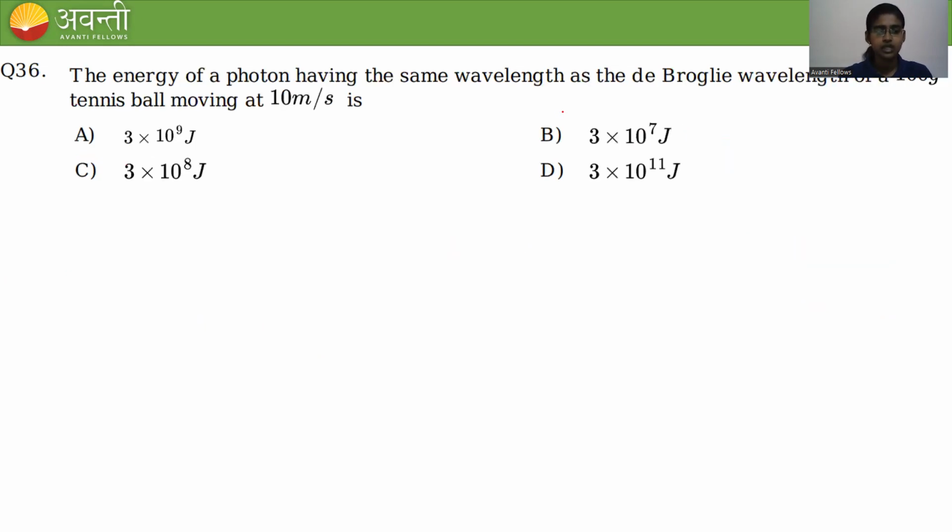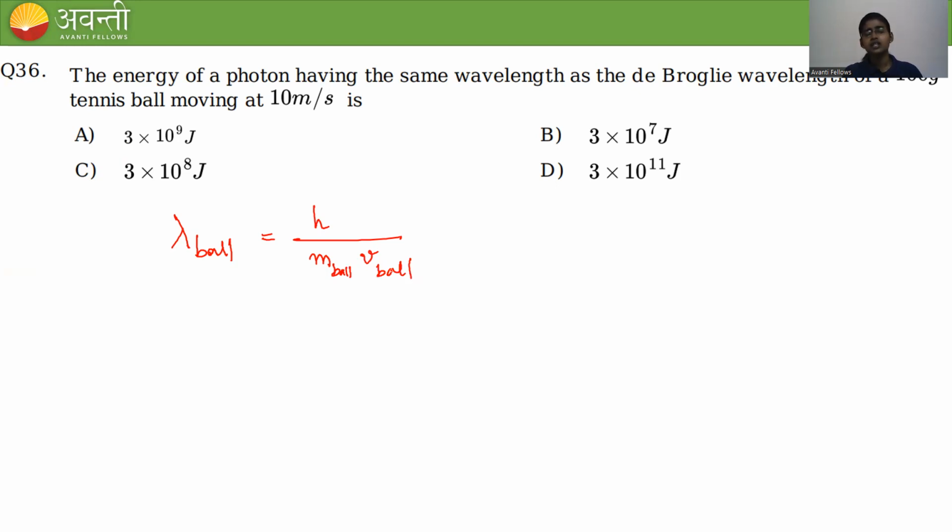Now coming to question number 36. The energy of a photon having the same wavelength as the de Broglie wavelength of a 100-gram tennis ball moving at 100 meters per second. So we are asked to find the energy of the photon, and the de Broglie wavelength is given. The de Broglie wavelength of the ball is written as lambda ball, which is equal to h by mv, where h is the Planck's constant, m is the mass of the ball, and v is the velocity of the ball.